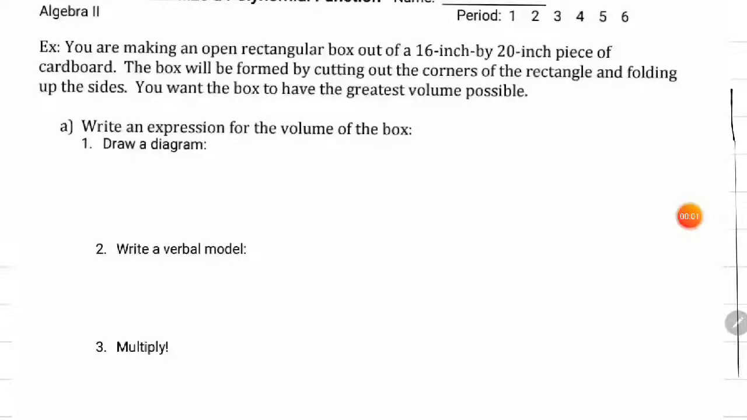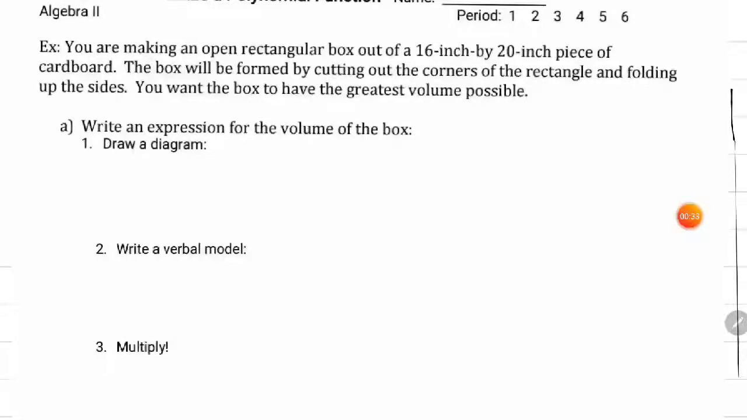So if you made a rectangular box on a cardboard before, this might be a lot easier to understand. But here we go. Word problem. Example, you're making an open rectangular box out of a 16-inch by 20-inch piece of cardboard. The box will be formed by cutting out the corners of the rectangles and folding up the sides. You want the box to have the greatest volume possible. So write an expression for the volume of the box.